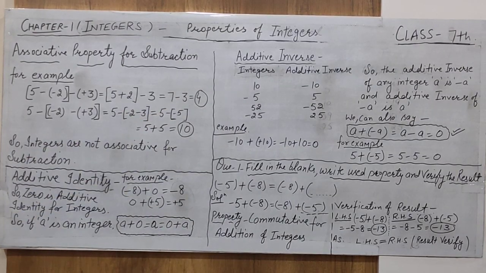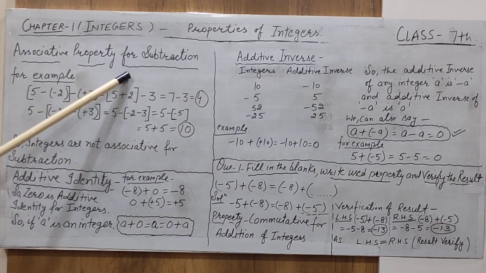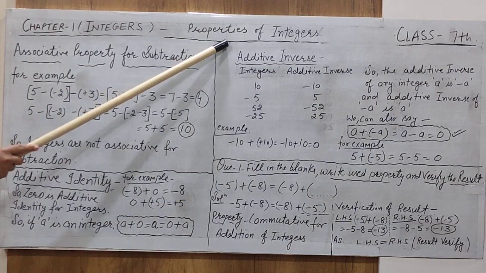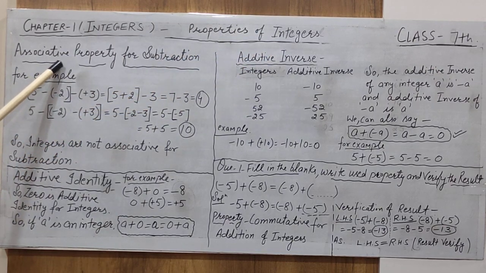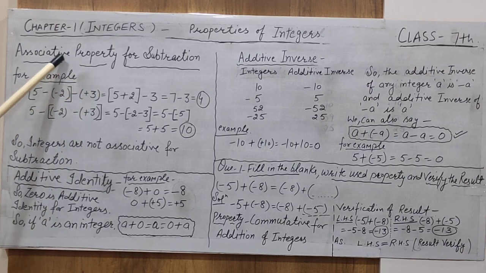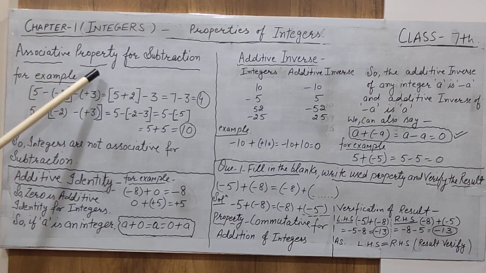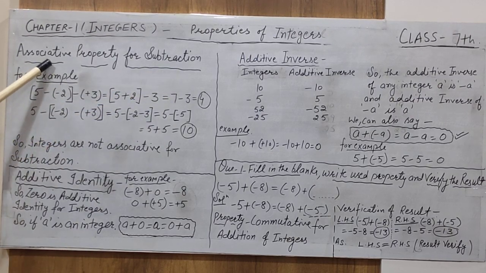Hello students, yesterday we have done the associative property for the addition. Under the properties of the integers, what property have we discussed? Associative property for addition. Now today we have to discuss the associative property for the subtraction. You understand the associative property?